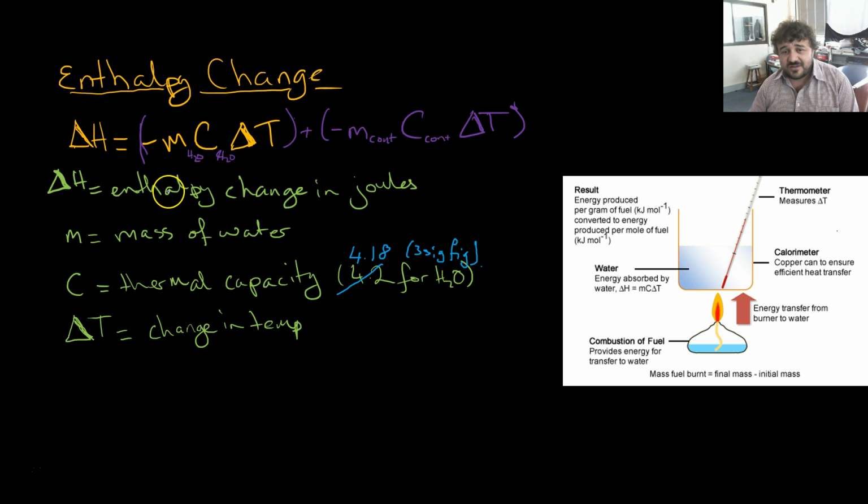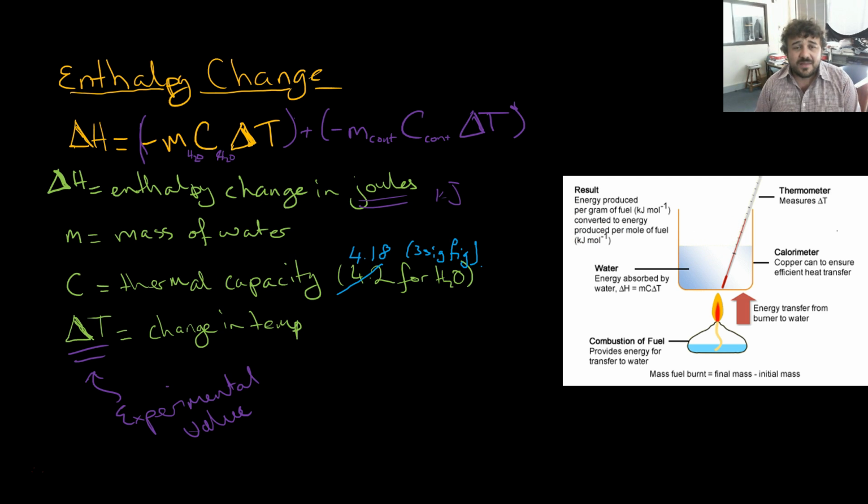So, what have we got? Delta H is the enthalpy change in joules. It's important. You're probably going to convert that to kilojoules, which just means divide by 1,000. M is your mass of water, or mass of that or that. Thermal capacity is for whatever it is you're measuring, whether it's the water or the container. And delta T is the change in temperature that you're measuring with a thermometer. That is the experimental data you're collecting, the change in temperature. These ones here are all things that you will look up and work it out.